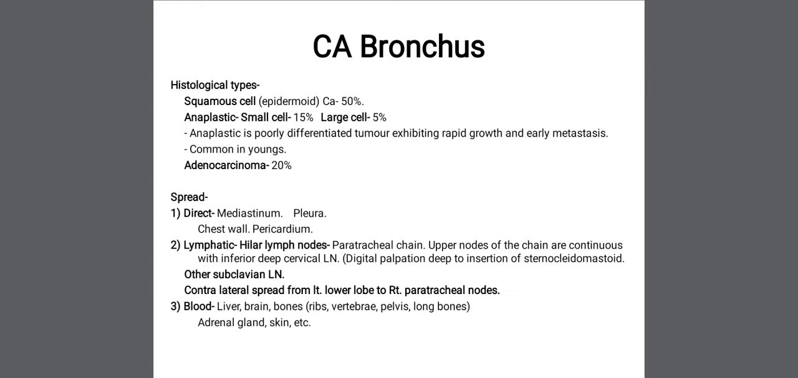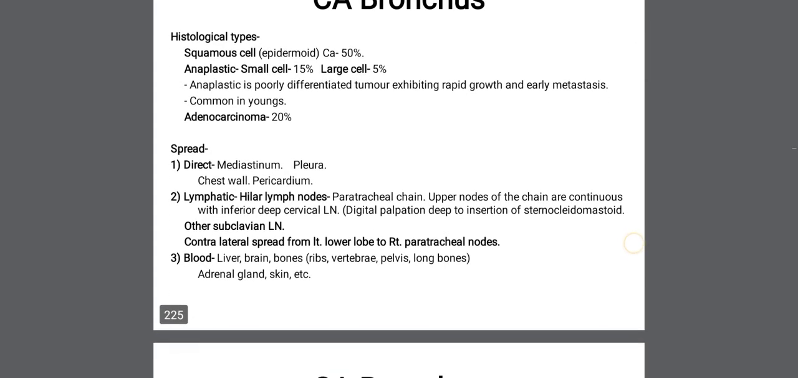And the last one is blood spread. It may spread to the liver, the brain, and bones like ribs, vertebra, pelvis, or long bones. Then it may spread to the adrenal glands and skin, etc.